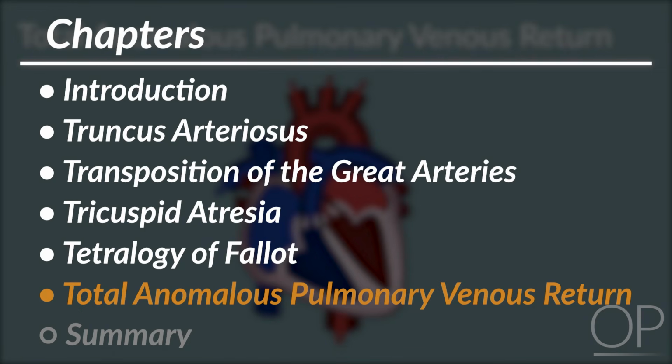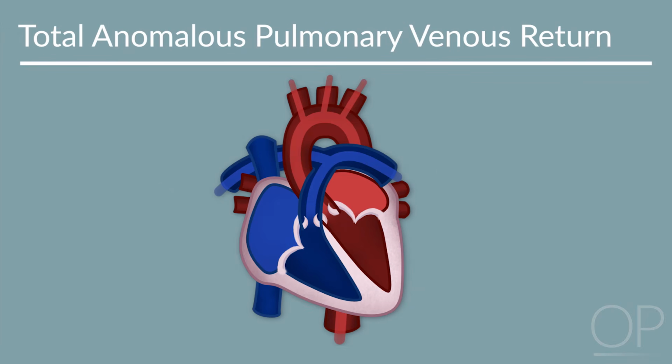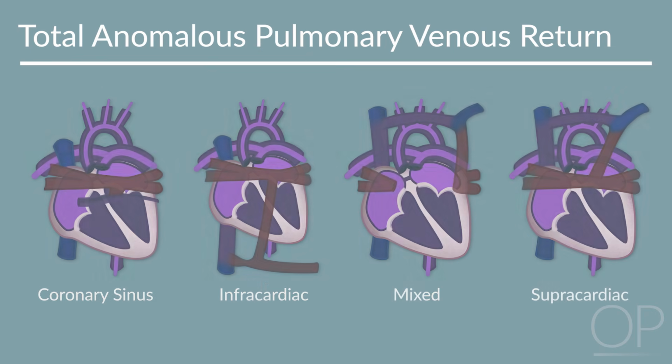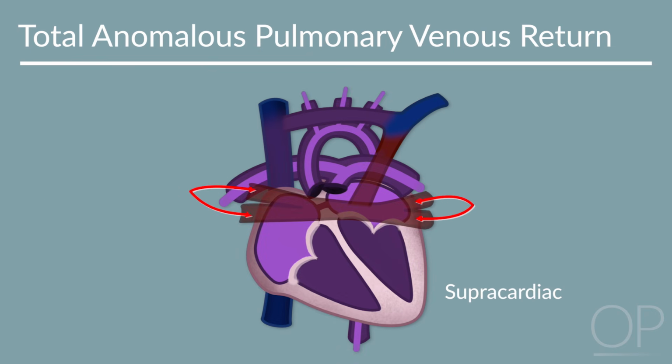Total anomalous pulmonary venous return. Total anomalous pulmonary venous return is caused by failure of the four pulmonary veins to connect to the left atrium. There are a number of different anatomic variants. In the most common variant, the pulmonary veins converge in a confluent chamber posterior to the left atrium and drain into the superior vena cava.